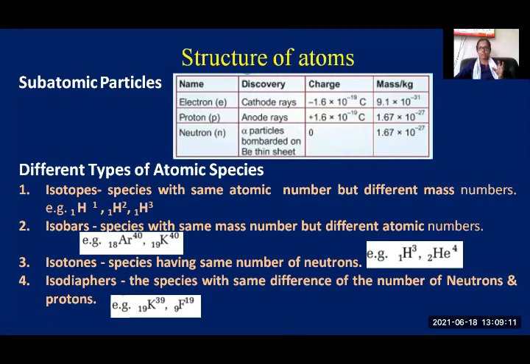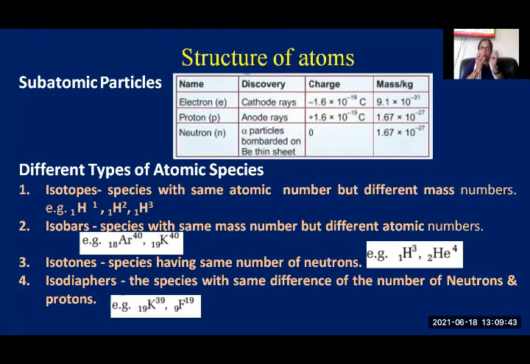Now, looking at the nucleus, the nucleus has protons and neutrons. The proton's mass is around 10 to the power 4 times greater than the electron, and similarly the neutron's mass is also 10 to the power 4 times greater than the electron. Hence in the nucleus, protons and neutrons are present in a compact structure. So when we say the mass of the atom, it is the complete mass of the proton, neutron and electron together.